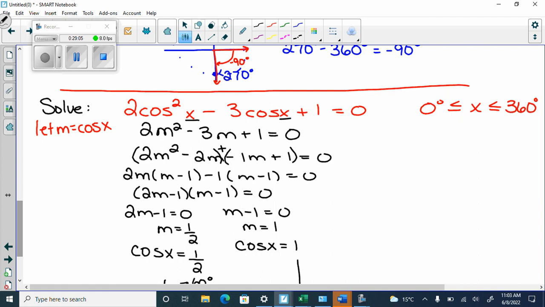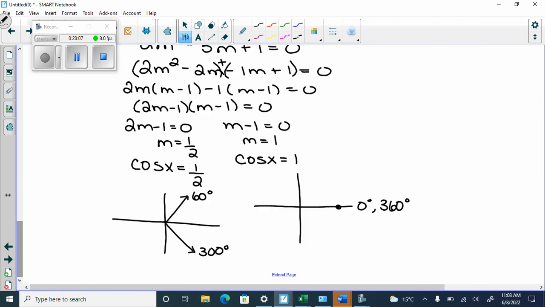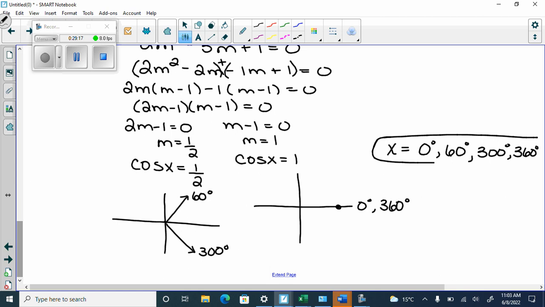Correct? Okay. So we're going to go x equals 0, 60. So not listed in order. It's not the end of the world. I just like listing them in order. 300 and 360. Now, grab your calculators. Learning something new.